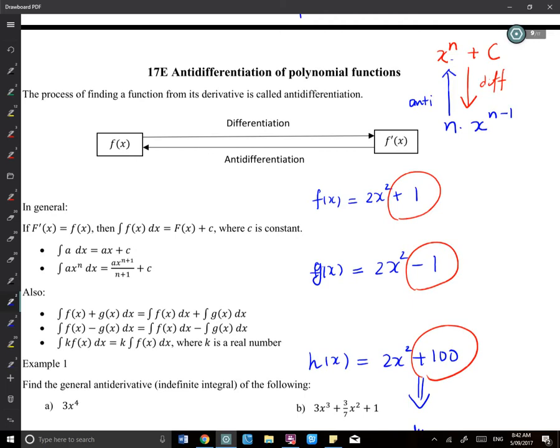So you plus 1 first to recover the power, and then you divide by the power you have plus 1. Because you do a totally reverse action. You bring the power down and then subtract the power by 1. So to recover this process, you will bring the power up by 1 and then divide by that. So that's the reverse action.